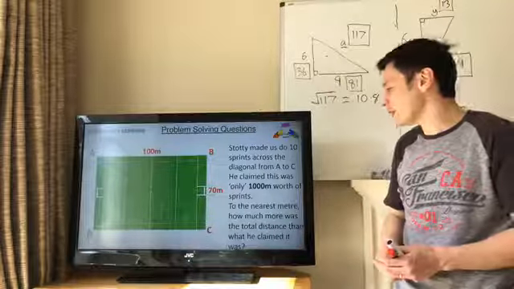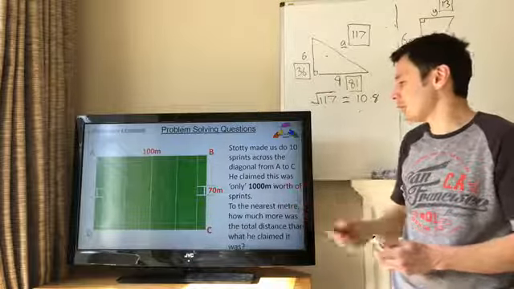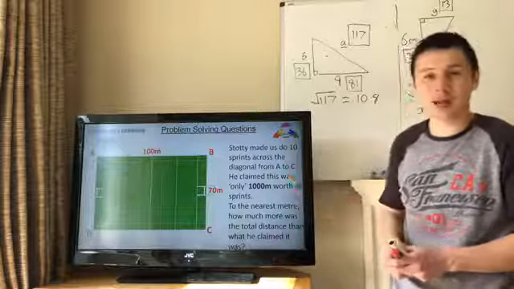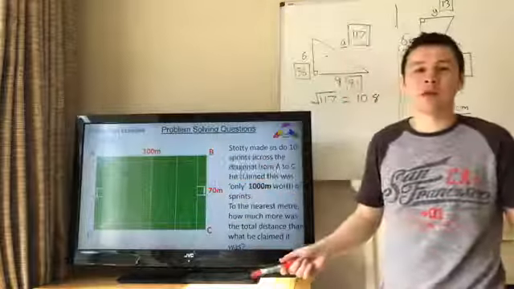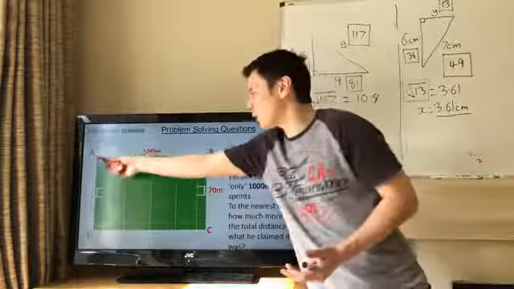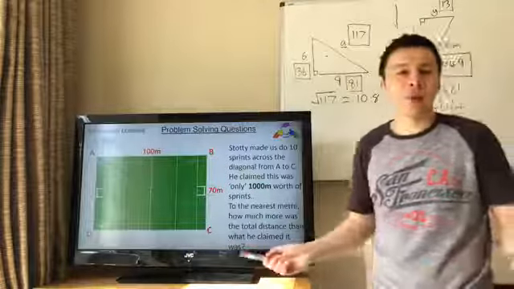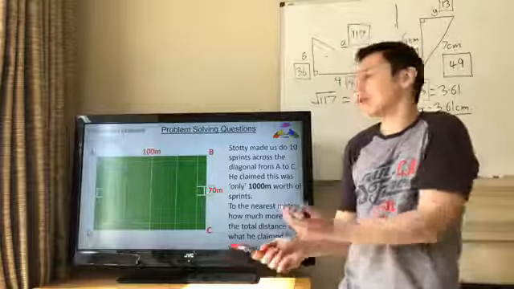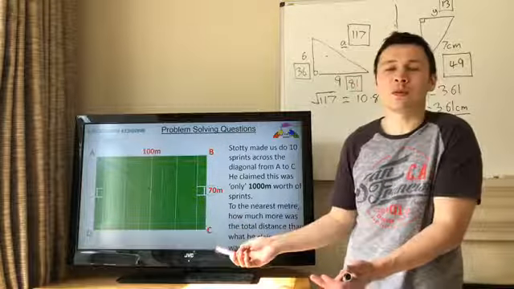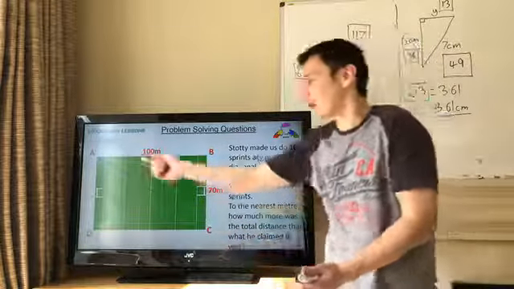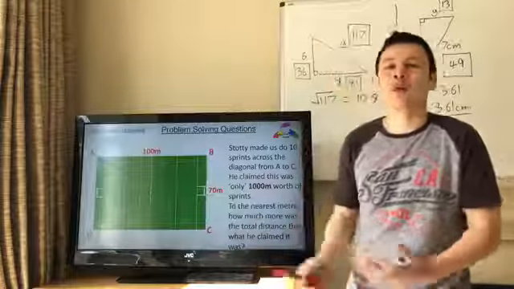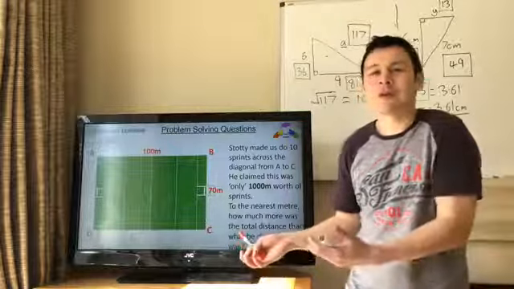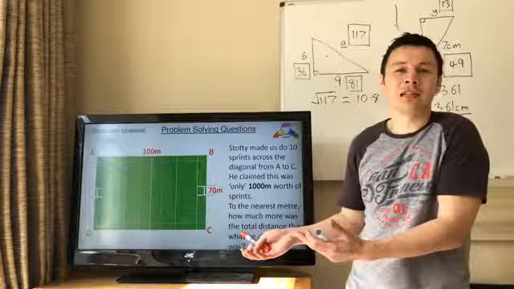And he claimed this was only 1,000 meters worth of sprint, because he made us do it 10 times. So he said, because the length of the pitch is 100 meters, you're doing 100 meter sprints. I then piped up and said, well, Stotty, it's not 100 meters for each sprint, it's more than that, because we're going across the hypotenuse of the rugby pitch rather than straight across. Everyone looked at me weirdly, but my point was still there, that we were running too much distance.